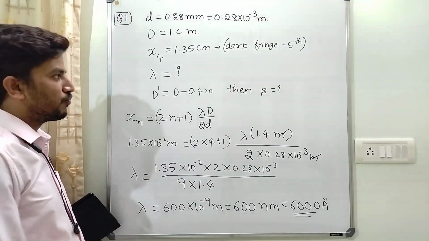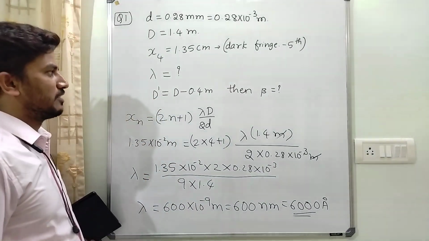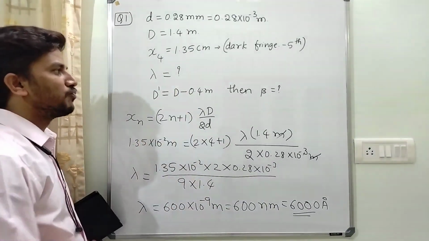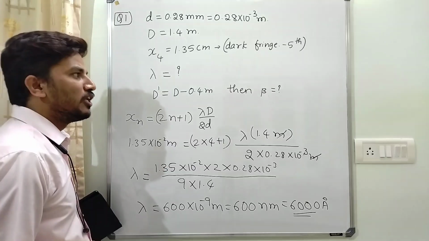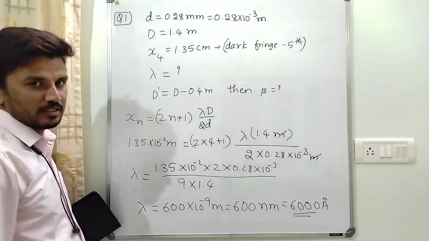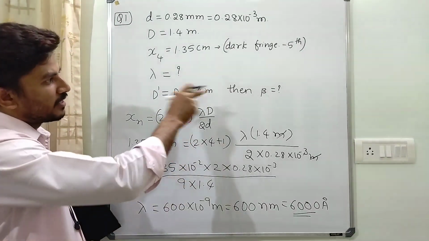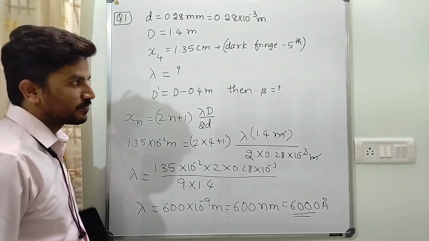Now, if D value is decreased by 0.4 meter, what will be the value of beta? Let us calculate it. So we'll erase this, and we'll solve for beta.